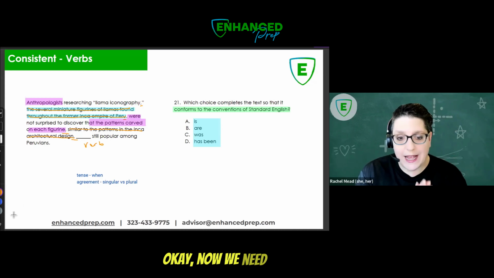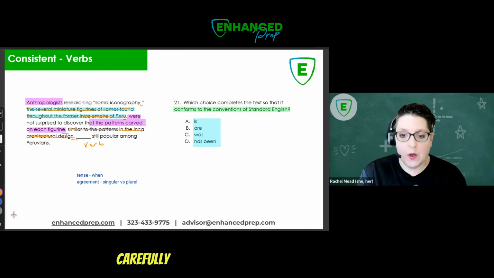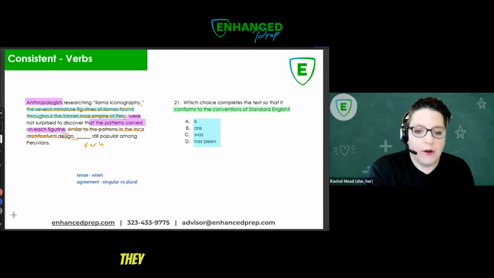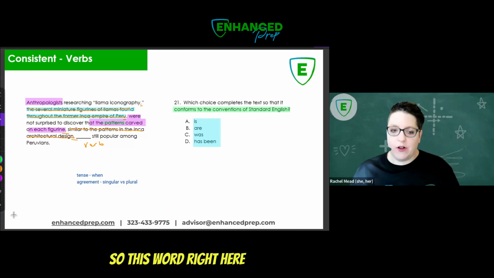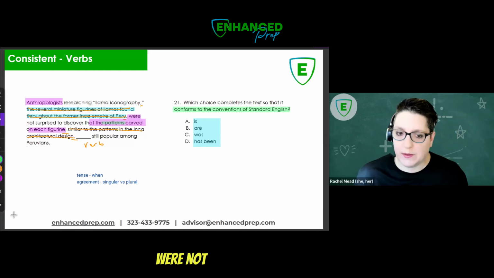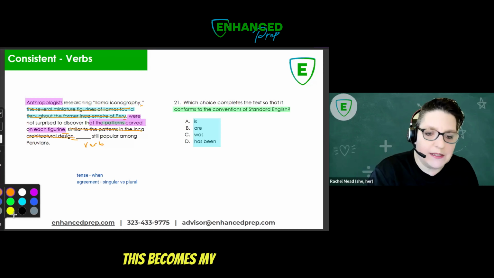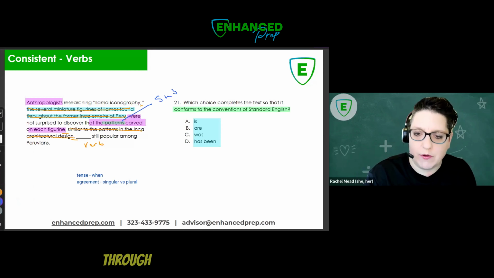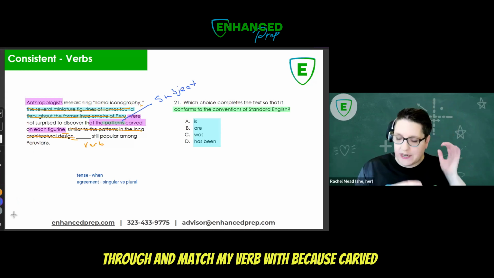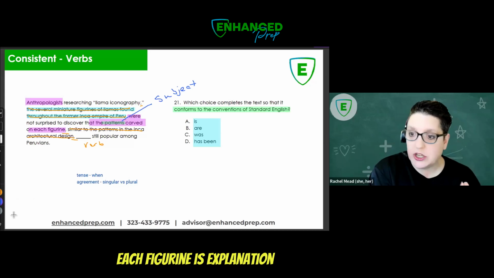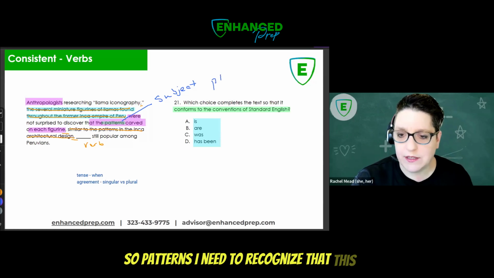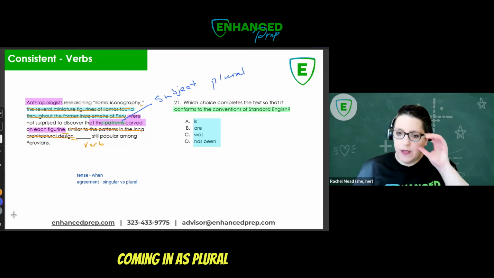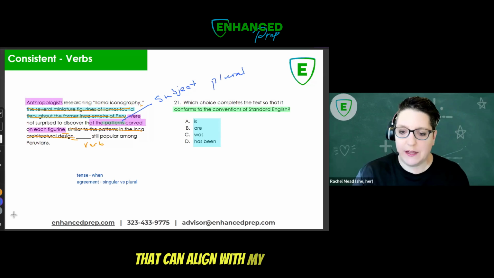Okay, now we need to analyze carefully what the anthropologists were not surprised to discover. They were not surprised to discover that the patterns. So this word right here is technically what they were not surprised to discover. This becomes my subject that I need to match my verb with. Because carved on each figurine is an explanation or description of my patterns. So patterns, I need to recognize that this is coming in as plural, and I need to look at how that can align with my answer choices.